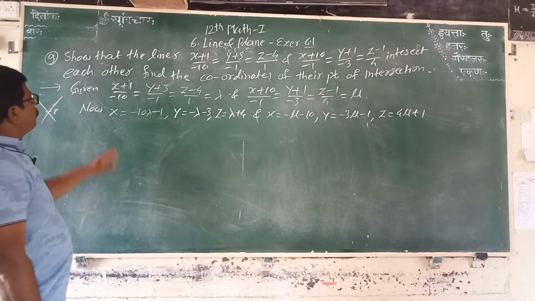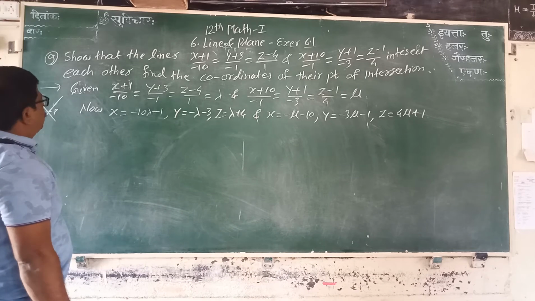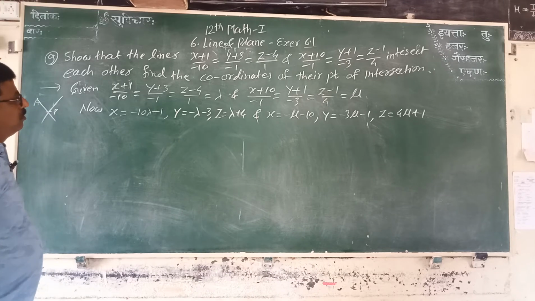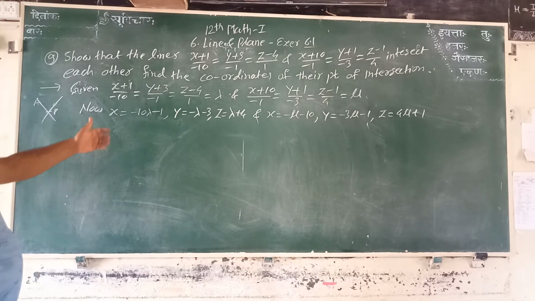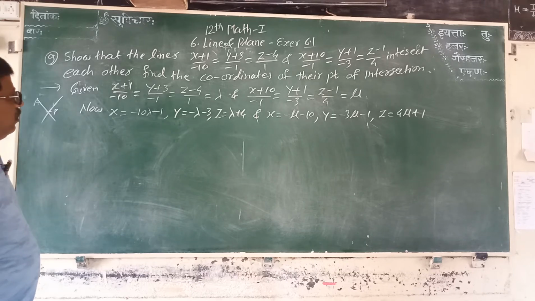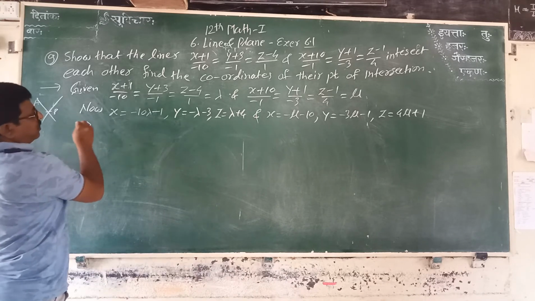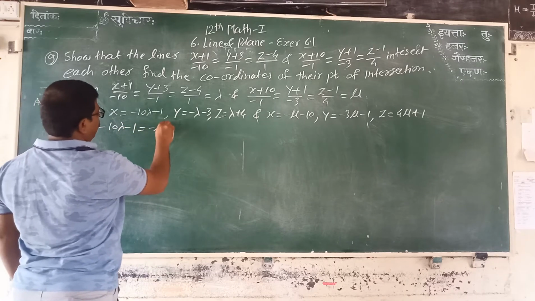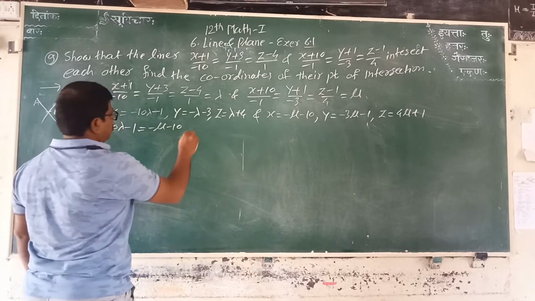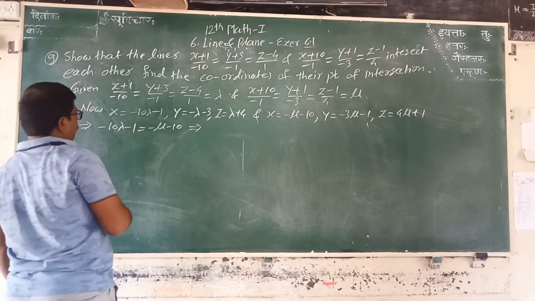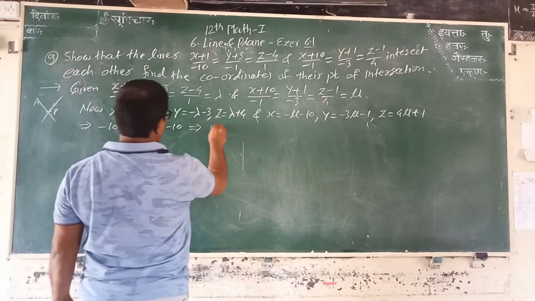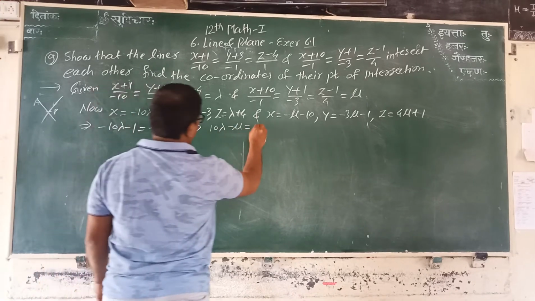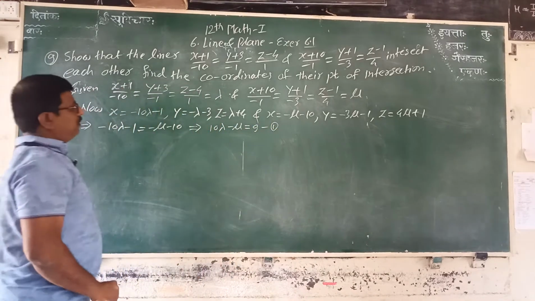Now we put these values in the equations for finding the value of lambda. Therefore, this implies minus 10 lambda minus 1 is equal to minus mu minus 10, which implies 10 lambda minus mu is equal to 9. This is equation number 1.